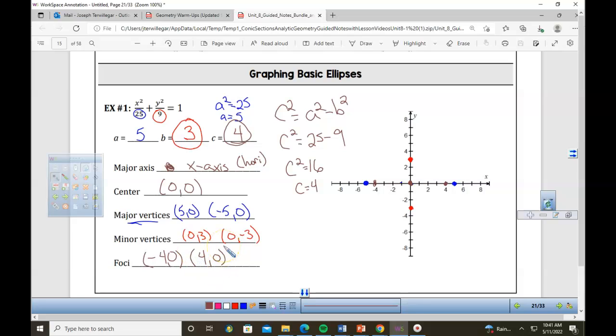Again, the more you do this, the more you see it's the same thing every time. It's not that bad. So now I have my vertices and my foci, and I draw it in. And it looks like a football.